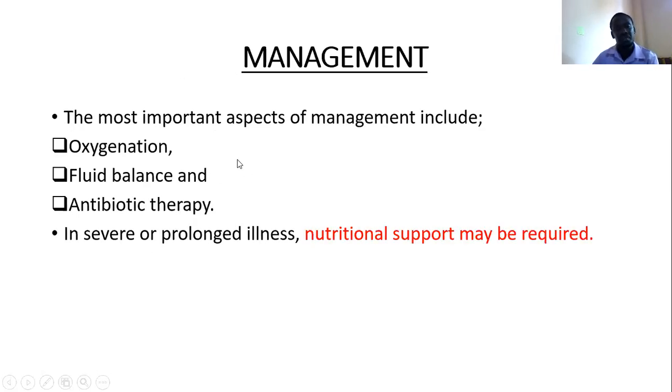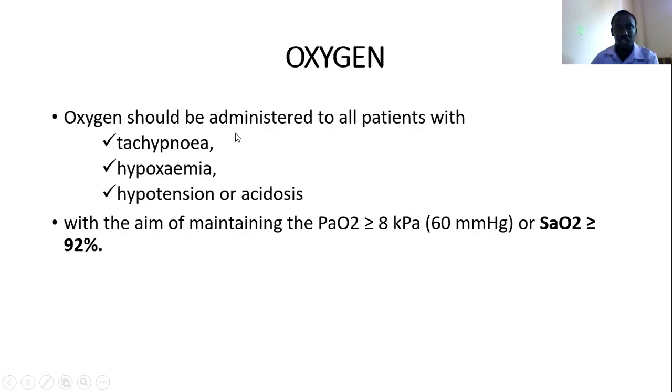Management: you're supposed to target oxygenation, fluid balance, and antibiotic therapy. In severe and prolonged illness, the patient may also require nutritional support. Under oxygen, whom should you give the oxygen? A patient who has tachypnea, fast breathing, low oxygen levels in blood, who has hypotension or acidosis, with the aim of maintaining oxygen saturation at greater than 92%.